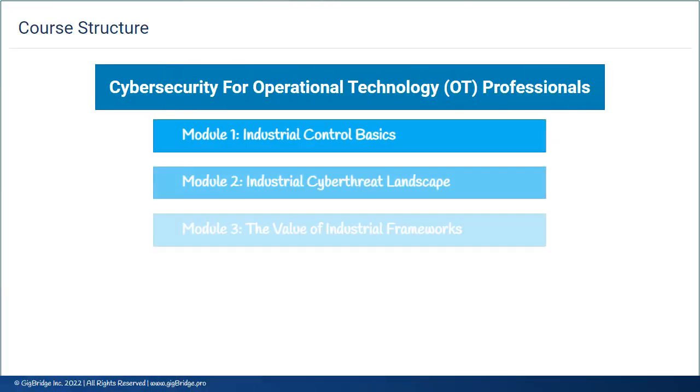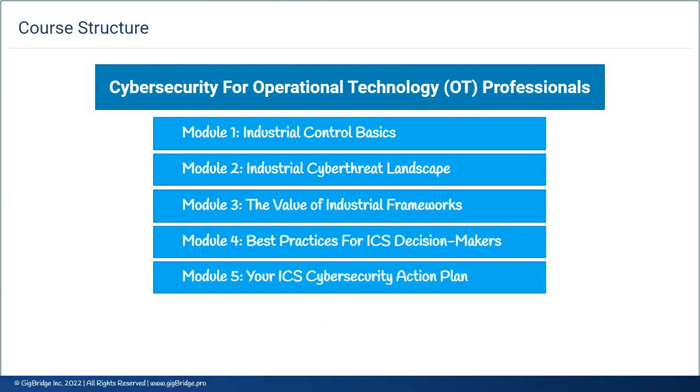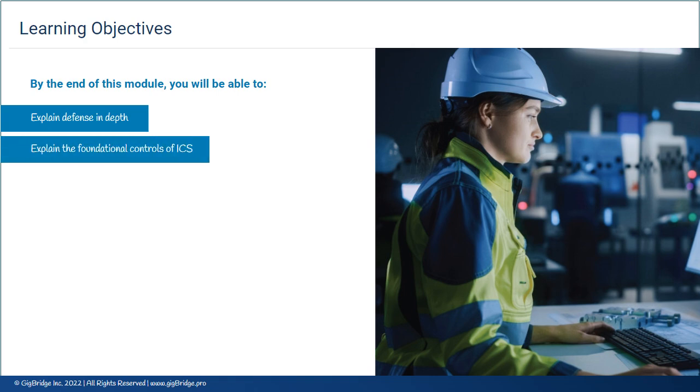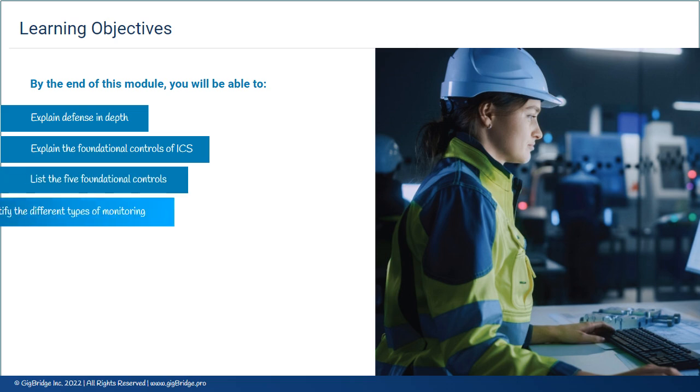You now know all about industrial control basics, cyber threat landscape, and the value of industrial frameworks. Let's now proceed to Module 4, Best Practices for ICS Decision Makers. By the end of this module, you will be able to explain defense in depth, explain the foundational controls of ICS, list the 5 foundational controls, and identify the different types of monitoring.